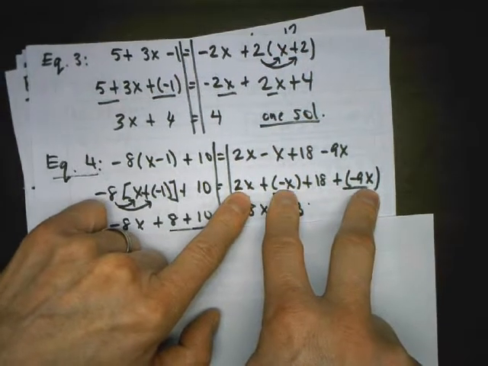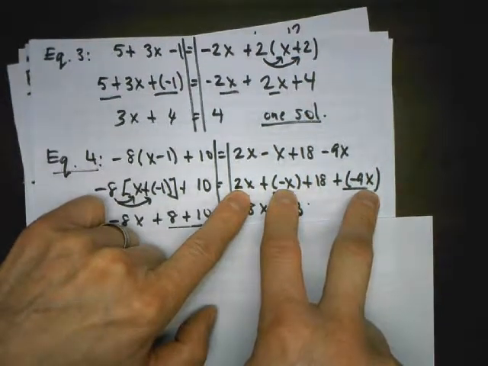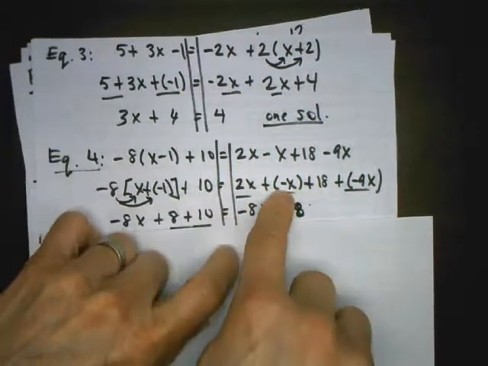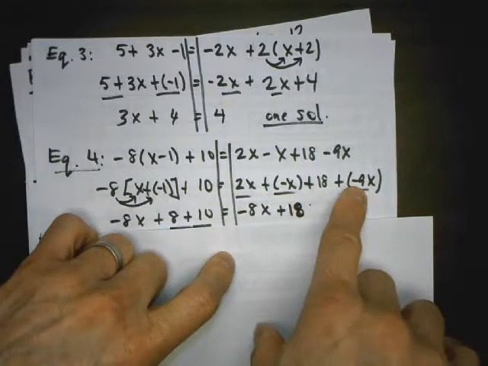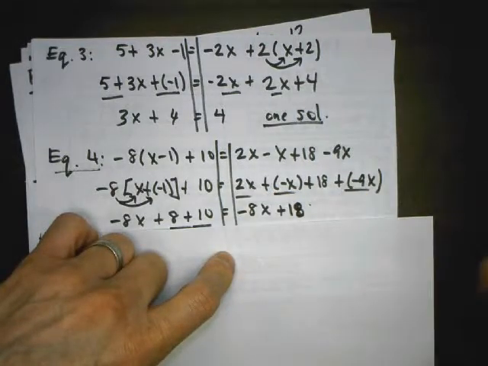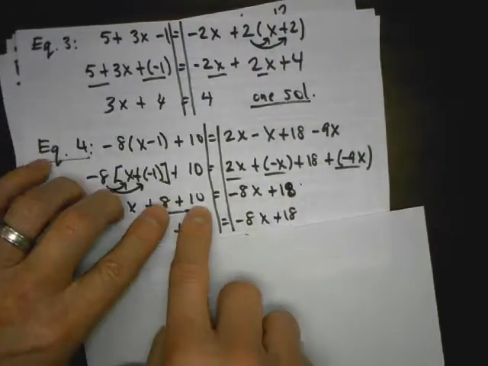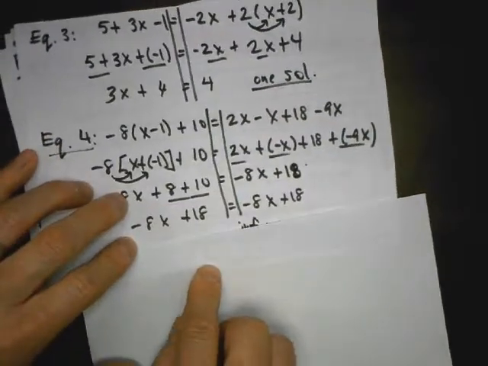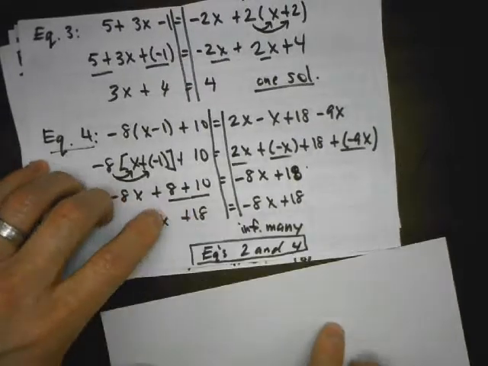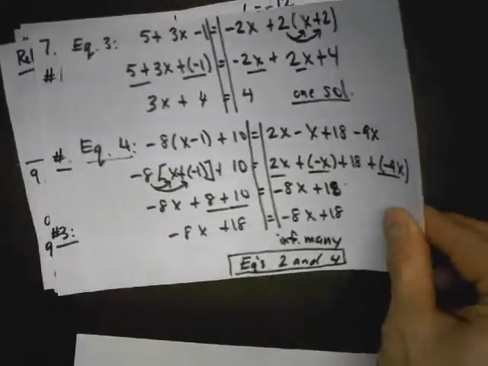I have 3 x's over here, 3 terms that have x's. So I add the 2, the -1, and the -9. I use integers, and I get -8. Then I simplify the left side, combine my two constants, and I see I have the same coefficients, same constants. That's infinitely many, so the answer is equations 2 and 4 have infinitely many solutions.